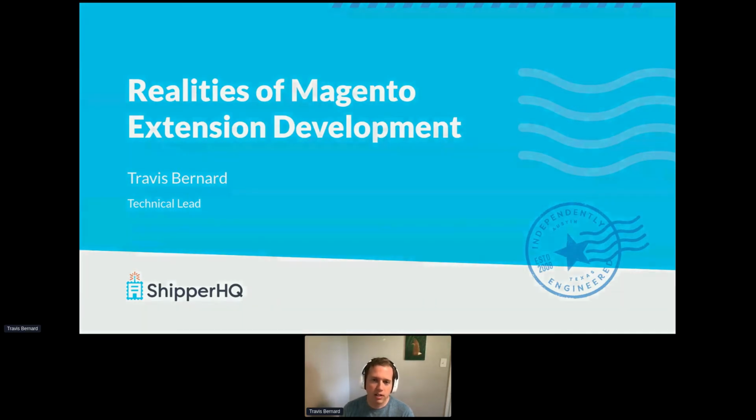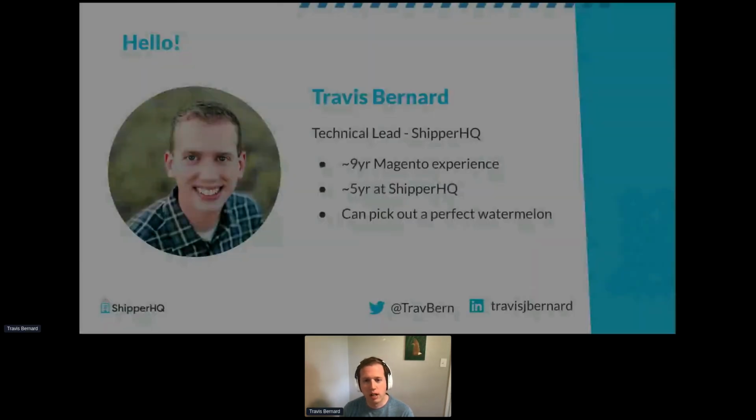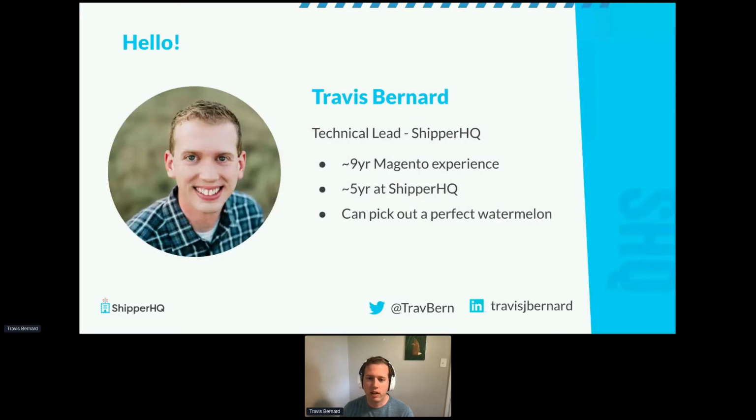By way of a very fast introduction, my name is Travis Bernard. I'm a technical lead at Shipper HQ. I've been working in Magento for about 9 years in total. I've been with Shipper HQ for going on 5. And if you ever need to find a watermelon at the supermarket, I can always get the perfect watermelon out of the batch. I don't know why. I don't like watermelon that much, but I'm good at it for some reason.